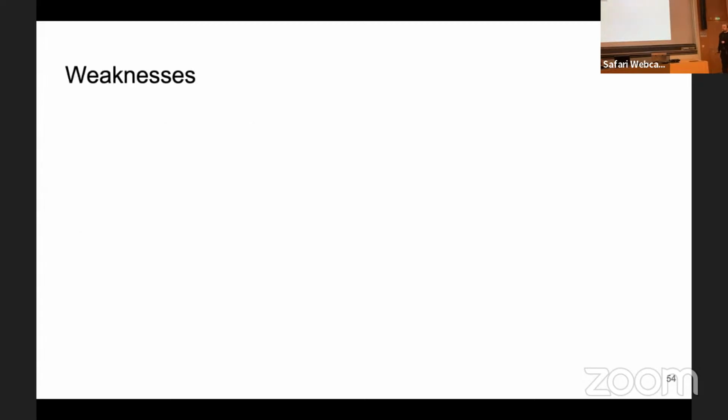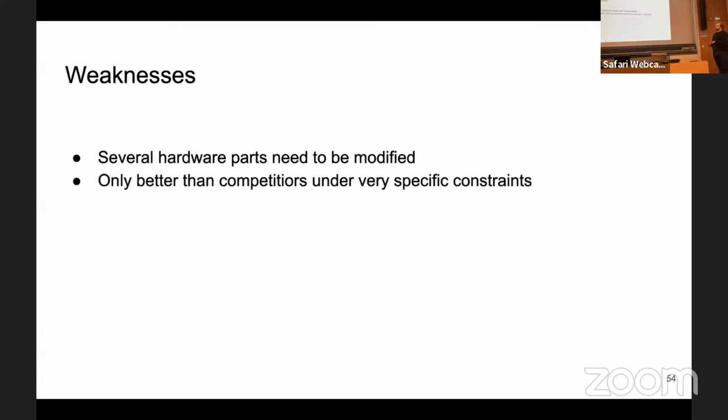Now for weaknesses, I think one big weakness is that it doesn't only need modification of one part of hardware. It doesn't only need to modify the DRAM chip, it also needs to modify how the processor works and how processor caches work. It is also only better than competitors under a very specific set of constraints.